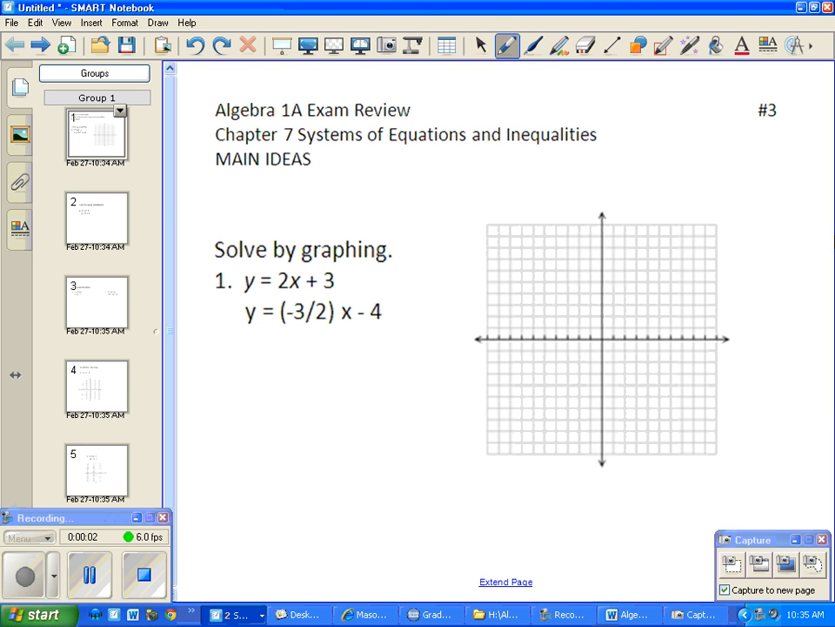Station number 3, systems of equations and those dreaded inequalities. The first one says solve by graphing. It doesn't just say graph, ladies and gentlemen. You got to figure out where they run into each other.